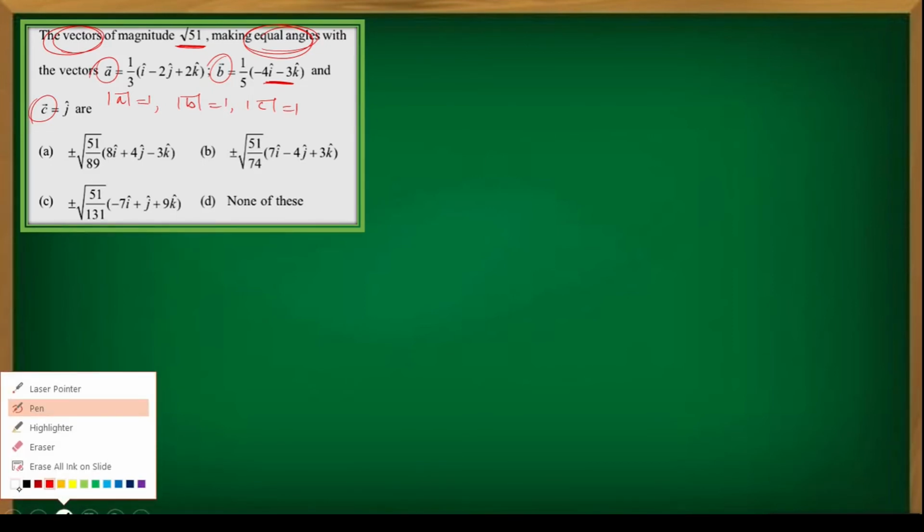Now you have to find out a vector whose length is root 51, but it makes equal angles with A bar, B bar, and also with C bar. So say the unknown vector, let us suppose the unknown vector is R bar. Then R bar makes equal angles with A bar, B bar, C bar means what? What is the meaning of this?